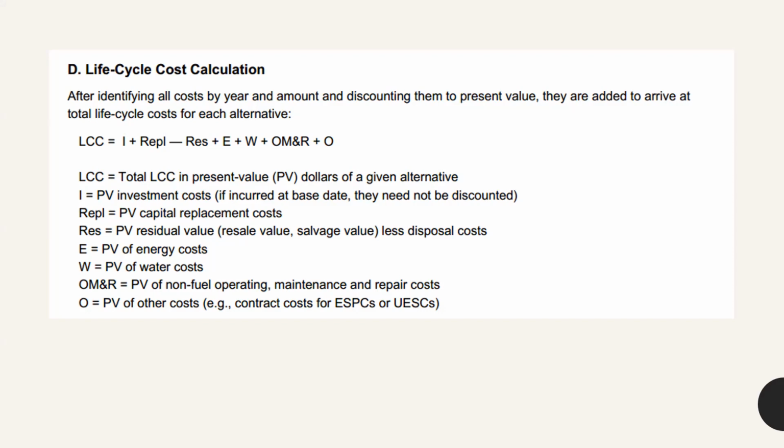E is standing for the present value of the energy cost. W for the present value of water cost. OM&R is the present value of non-fuel operating, maintenance, and repair costs. O for the present value of any other costs. So by looking at this formula, you can see all the values are taken as present values. That is because we are referring to the value of the base year.